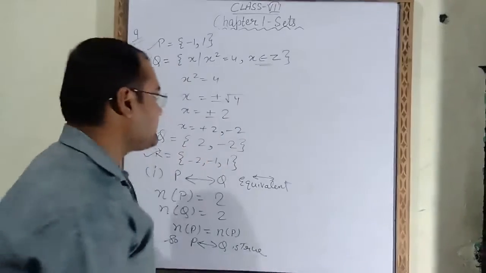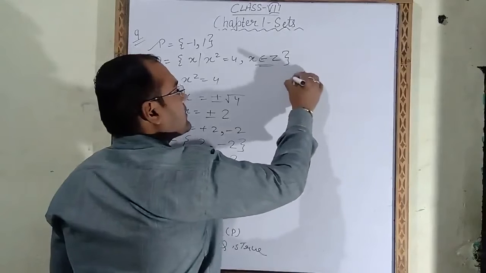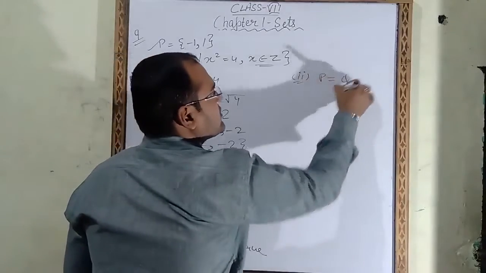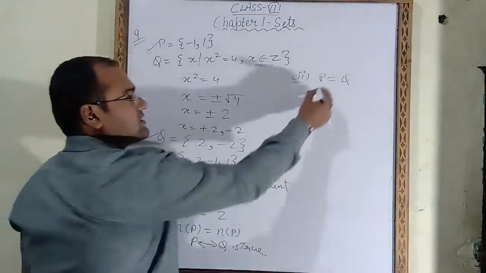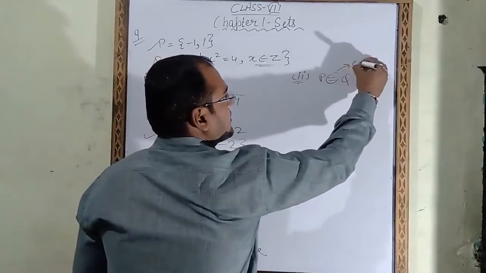Second part: P equal Q is written. In the second part, what is written? P equal Q. This is the equal symbol.